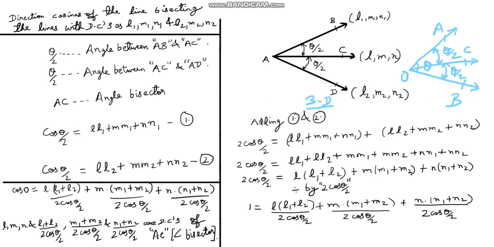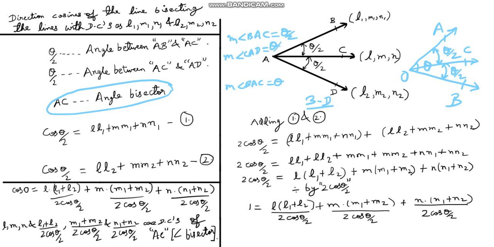Now the measure of angle BAC is theta. Since AC is the angle bisector, it is dividing angle BAD into two equal angles. So the measure of angle BAC will be theta by 2, and the measure of angle CAD will also be theta by 2, since this is the angle bisector.